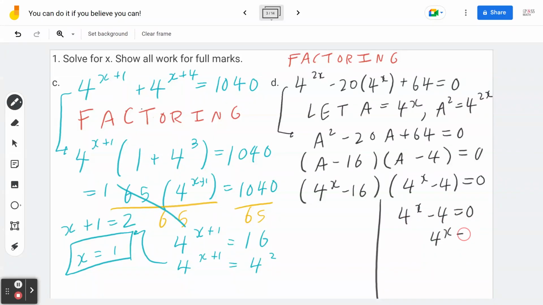This means 4 to the power of x equals 4 to the power of 1. Same base, equate the exponents. x is going to be 1.